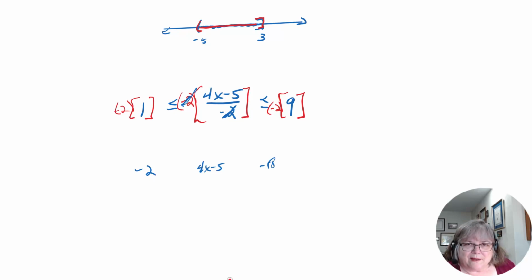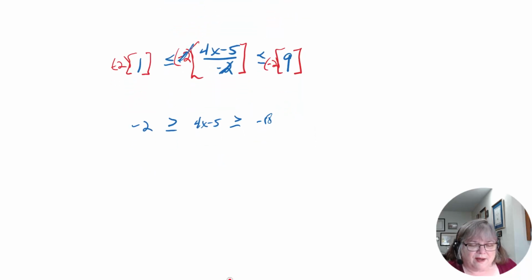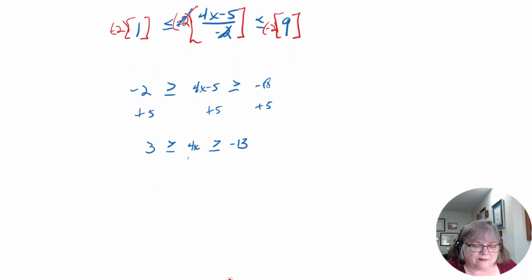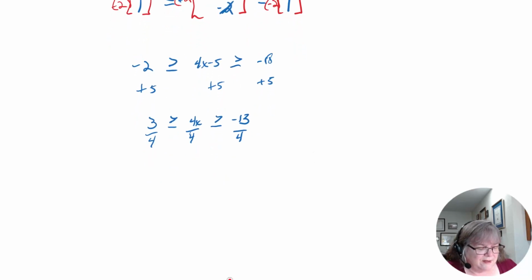Now I multiplied by a negative, and what is it that you have to remember to do when you multiply or divide by a negative? At any point in an inequality, you have to reverse the inequality. All right, now here we go. So let's add 5 to both sides, or all 3 sides. So I'd have 3 is greater than or equal to 4x is greater than or equal to negative 13. And then you divide all by 4. I'm dividing by positive, so I don't have to reverse again. So 3/4 is greater than or equal to x is greater than or equal to negative 13/4.